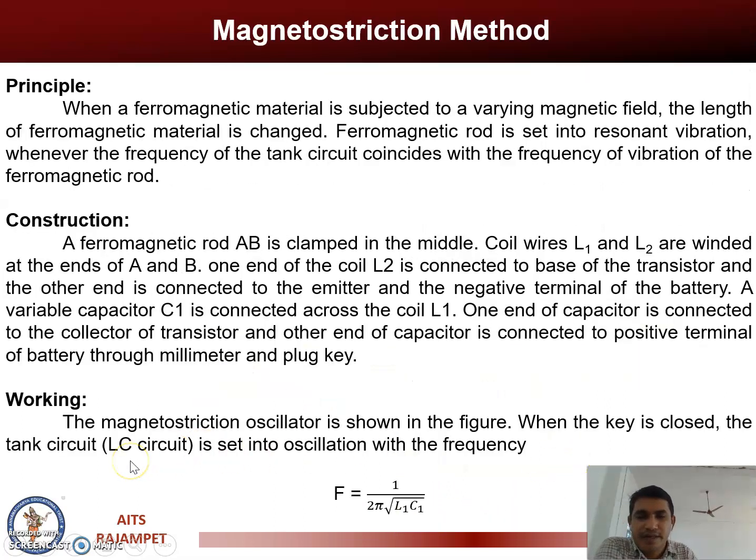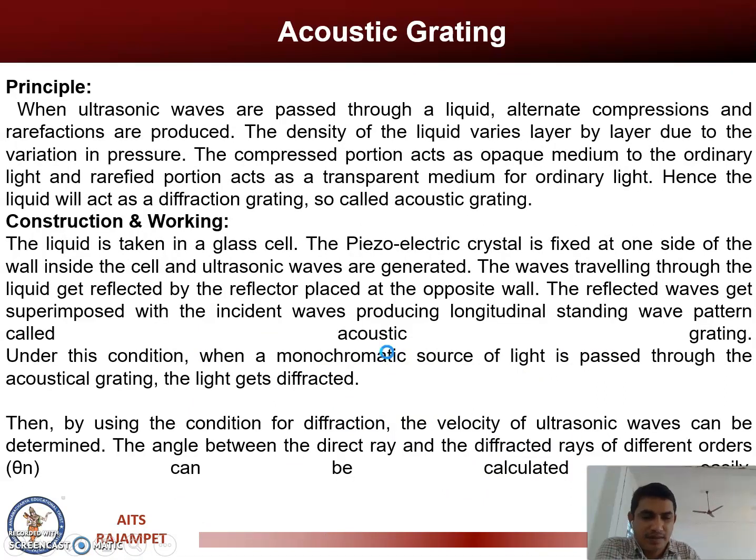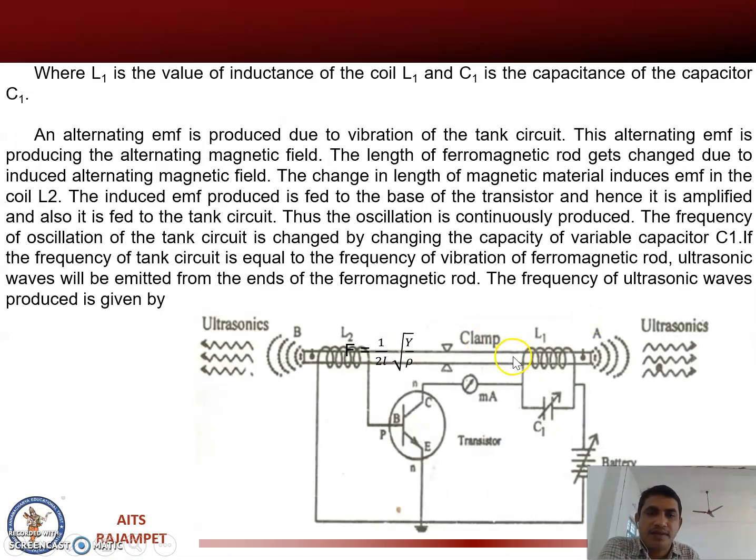And working, the magnetostriction oscillator is shown in the figure. When the key is closed, the tank circuit LC is set into oscillation with the frequency f equal to 1 by 2 pi square root of L1 C1. Here L1 is the inductance of the coil, and C1 is the capacity of the variable capacitor.